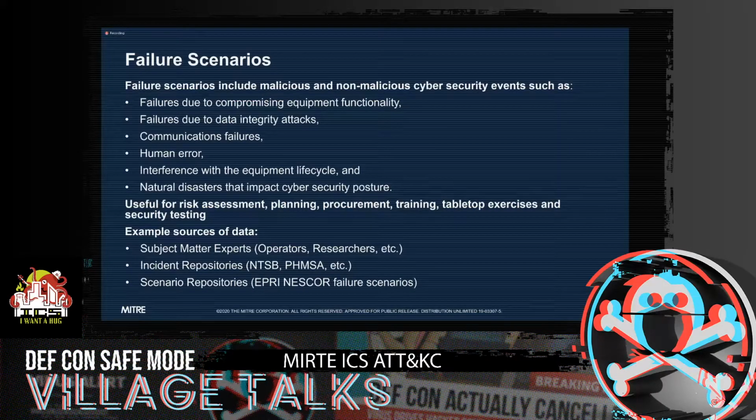Examples of sources of data for failure scenarios, really understanding how these systems fail and where the causes could come from, include subject matter experts, so people who operate these systems. It could also come from researchers. It could come from incident repositories: how do real-life systems fail, and what were the causes and consequences of those failures? This could be NTSB databases, PHMSA or pipeline databases, or even more. And then there are also scenario repositories. These are where subject matter experts have gotten together and talked about different failures that can happen, and they've provided us a repository of failures that we could just work from, such as the EPRI NESCOR failure scenarios.